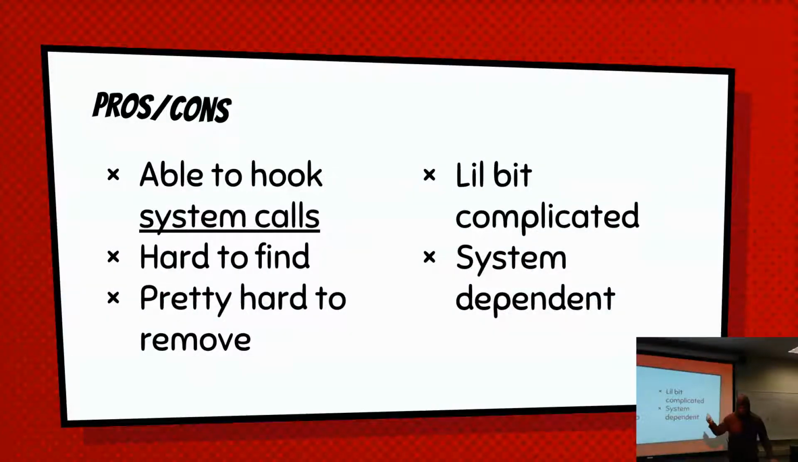Pros and cons of doing this. Pros: you're able to hook system calls. It's pretty hard to find. It's really hard to remove, especially without restarting. I think the only way I have to do it is to restart your computer. Cons: it's a little complicated getting started. You have to figure out how to write a kernel module. Once you get into it, it's pretty easy though. And it's system dependent. So it's going to depend on what version and subversion of the kernel you're running to some extent, but not a whole lot.